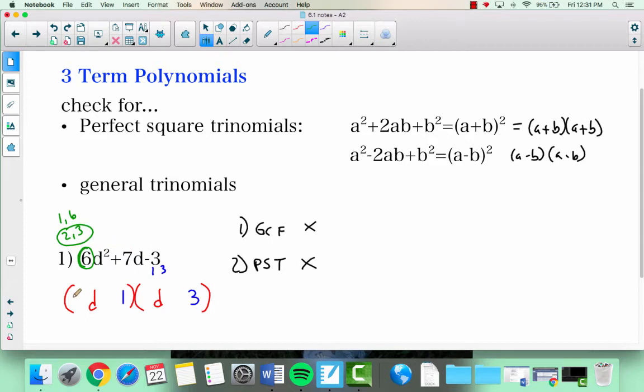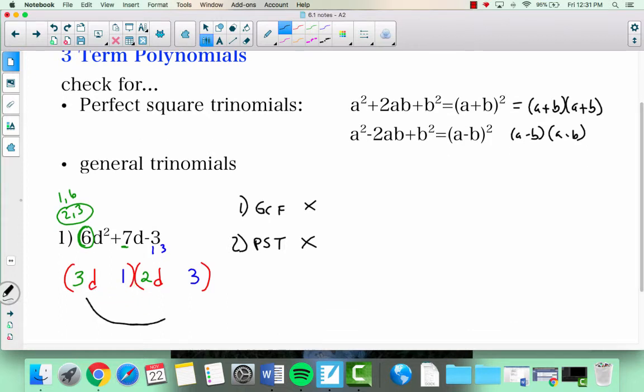You can pick whichever one you want to start with first. So the goal is to get a positive 7d out. So if I put a 3 here and a 2 here, I can check by doing my smiley face. So the outside would get us 9d, and the inside would get us 2d. Notice it looks kind of like a face. 9 and 2 can get us 7 if we subtract. So that means that the 2 has to be a negative, and the 9, or the 3, has to be a positive. And then we can just make sure that all of our signs work out well. If we multiply -1 times 3, we do get -3, so we are good to go.